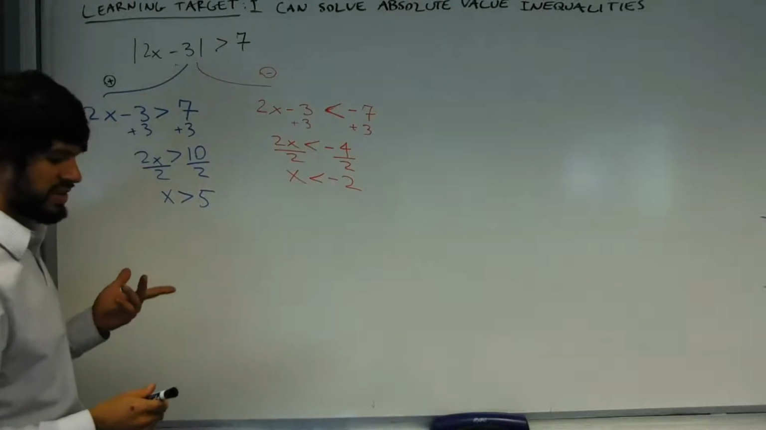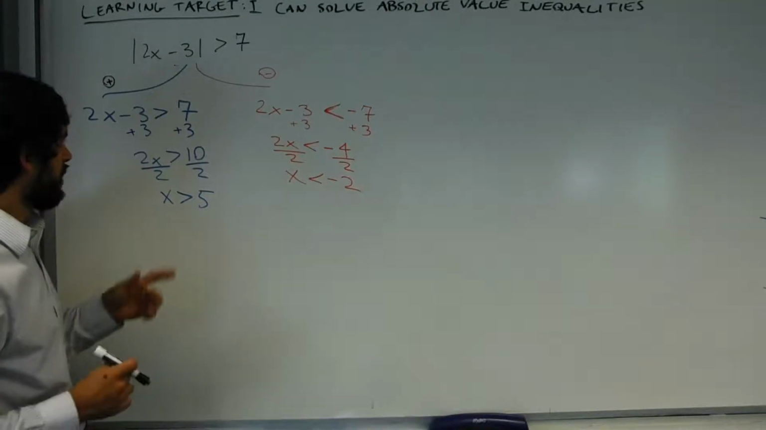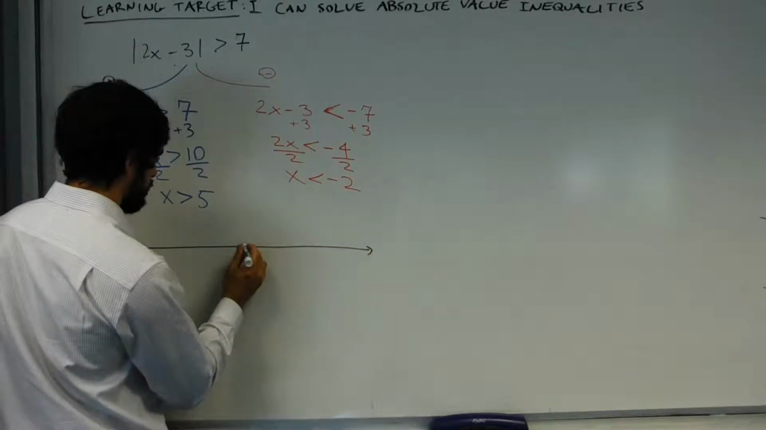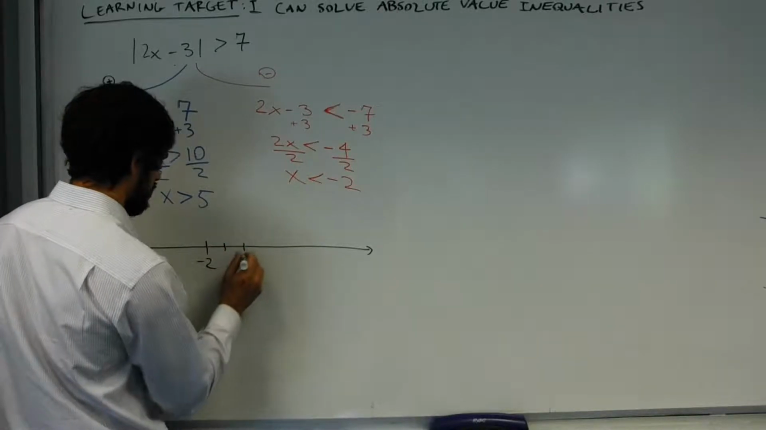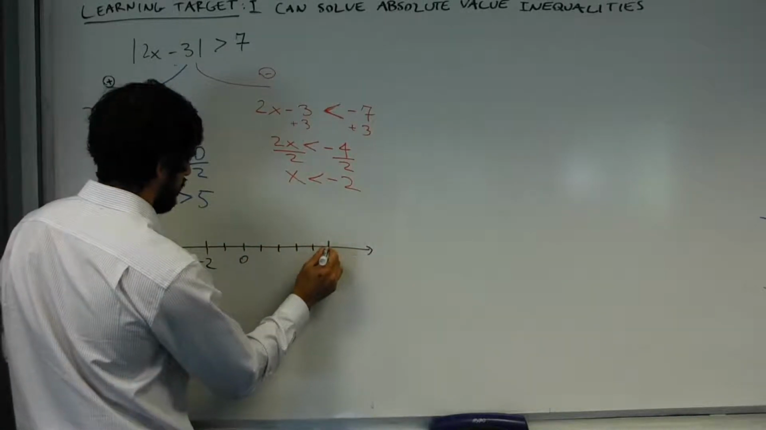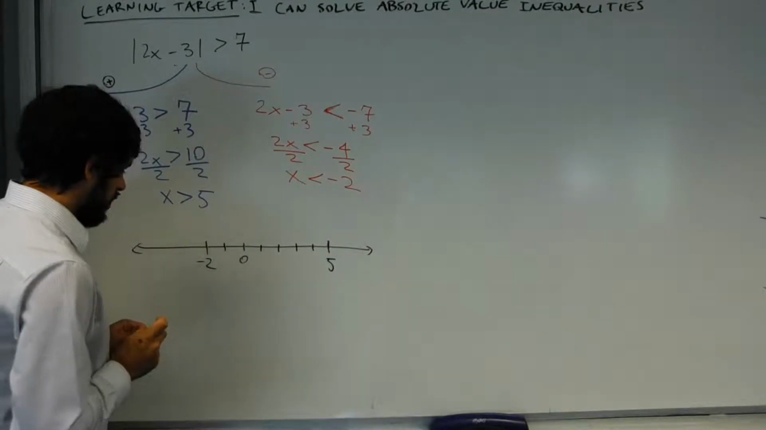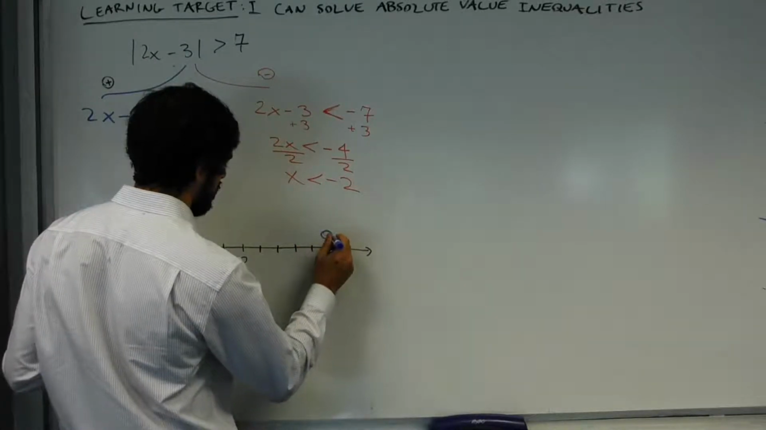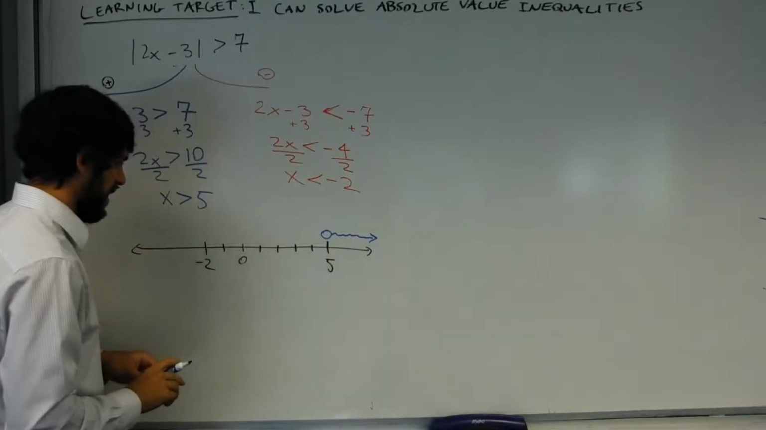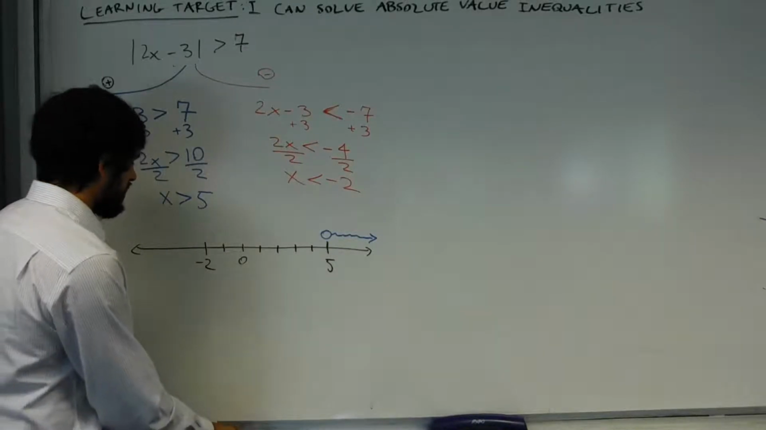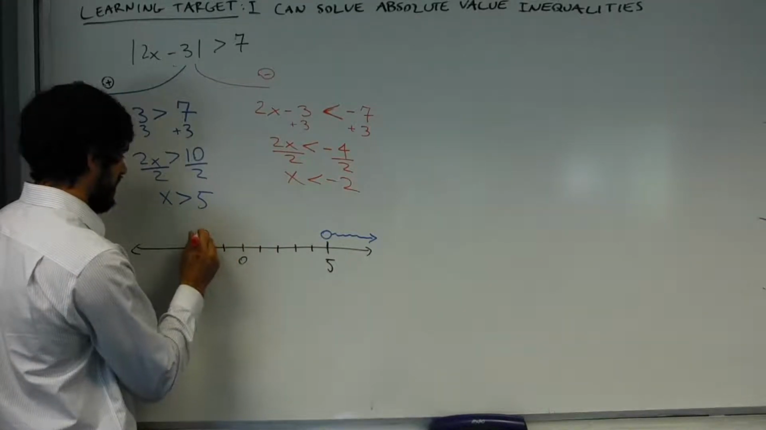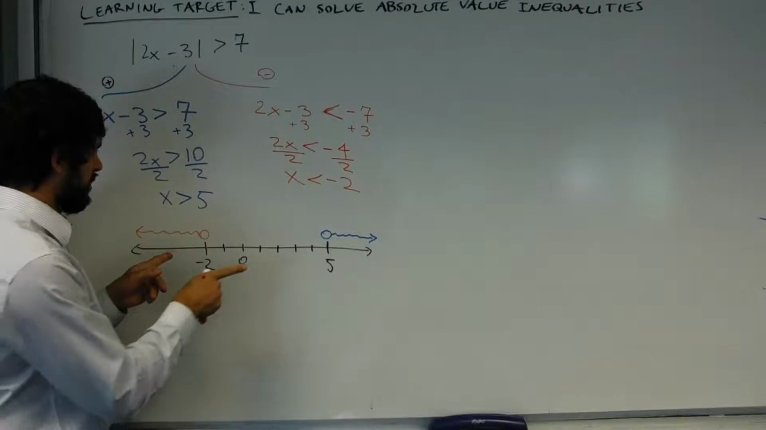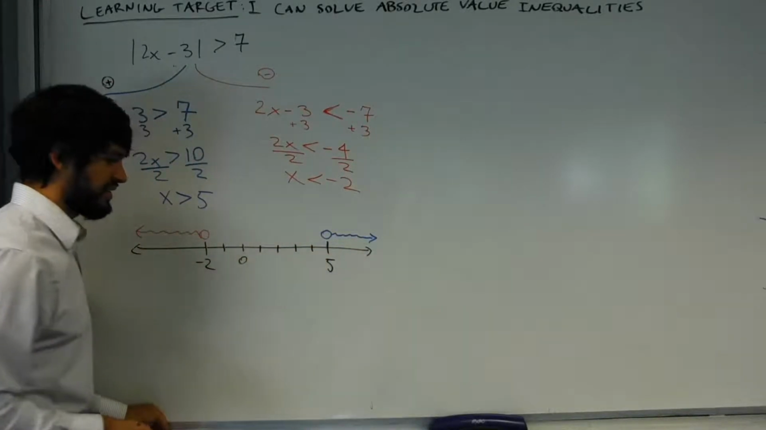Now, in order to see how these stack up, let's graph them on a number line. So here we have a number line: 0, negative 2, 2, 3, 4, 5. Our blue inequality, we have x is greater than 5. We're going to leave an open circle. It's going to go that way. And in our less than case, we have x is less than negative 2. So that's going to go that way. You notice our inequalities are going in opposite directions.